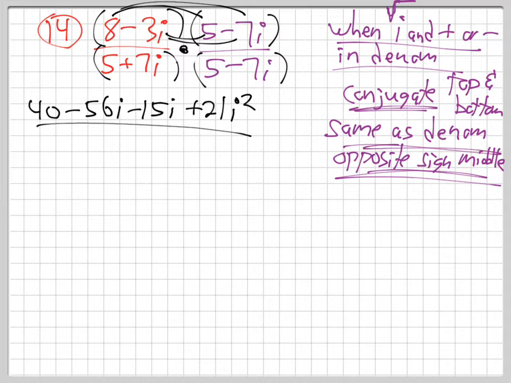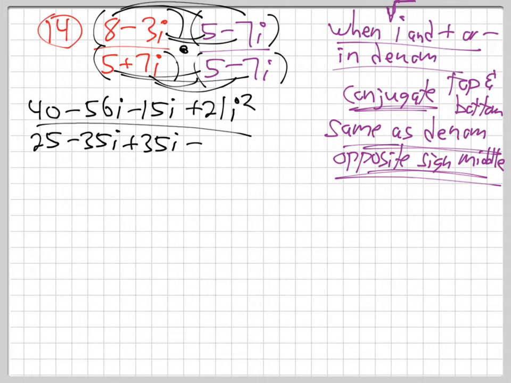On the bottom, same kind of thing. Boom, boom. 25 minus 35i. Boom, boom. Plus 35i. Minus 7 times 7, 49i squared. Now remember, this should always happen on the bottom. Whenever you're using the conjugate, whenever you're using opposite sign in the middle, that's why we use opposite sign. So we get one of them negative, one of them positive, and the i's go away on the bottom. That's by design. That will always happen when you're doing the conjugate.